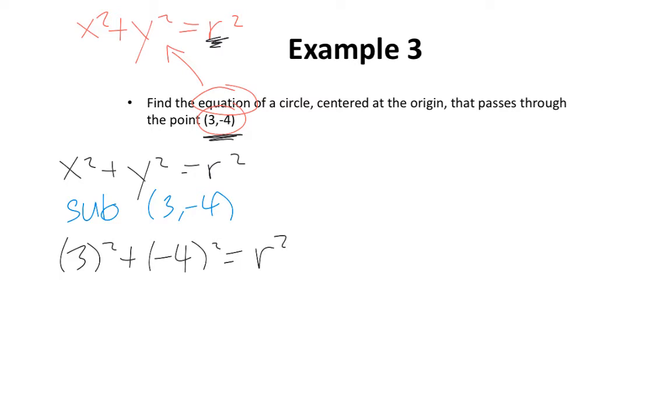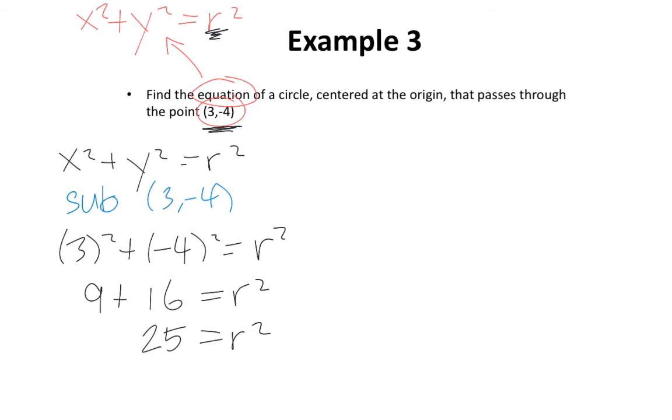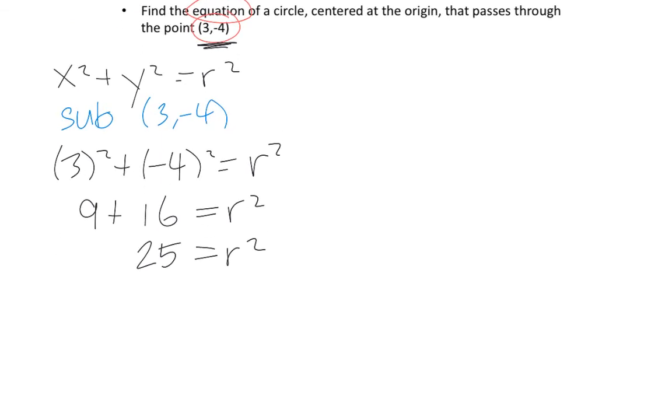You can go ahead and square these numbers. 3 squared is 9. Negative 4 squared is 16. Everything else stays the same. 9 plus 16, pretty easy. That's 25. Everything else stays the same. Remember, we want to figure out what r is equal to. However, we do not have r isolated yet. R is still stuck with this exponent of 2. To get rid of this exponent, the opposite is square root.